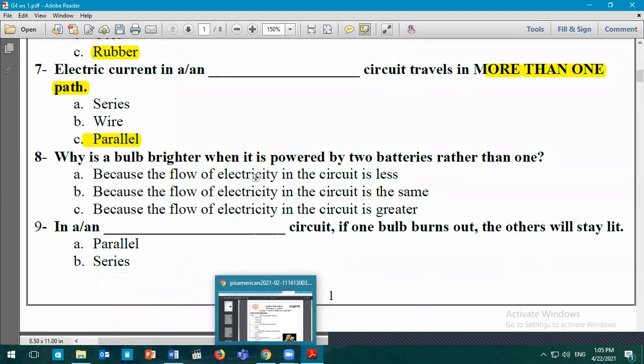Why is a bulb brighter when it's powered by two batteries? So I gave it two batteries, and now it's brighter. Why do you think? Is it because the flow of electricity in the circuit is less, or because the flow of electricity in the circuit is the same, or is it because the flow of electricity in the circuit is greater now?